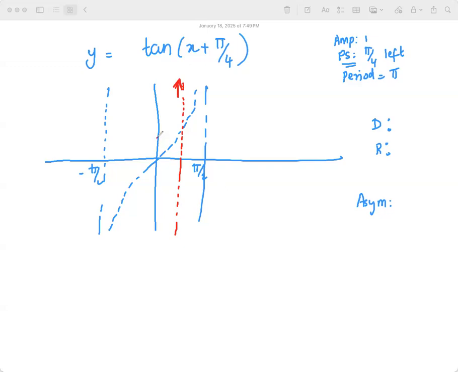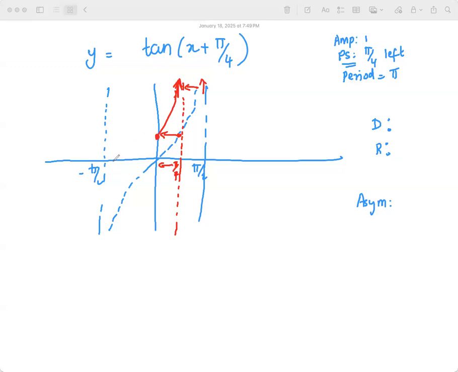Why? Because we shifted everything to the left. That's true. Good job. So we shifted at pi by 4, it was 1. So it was shifted to the left. So this one marking goes to the left, and the asymptote, which was here, moved pi by 4 to the left. So our graph should go like this.